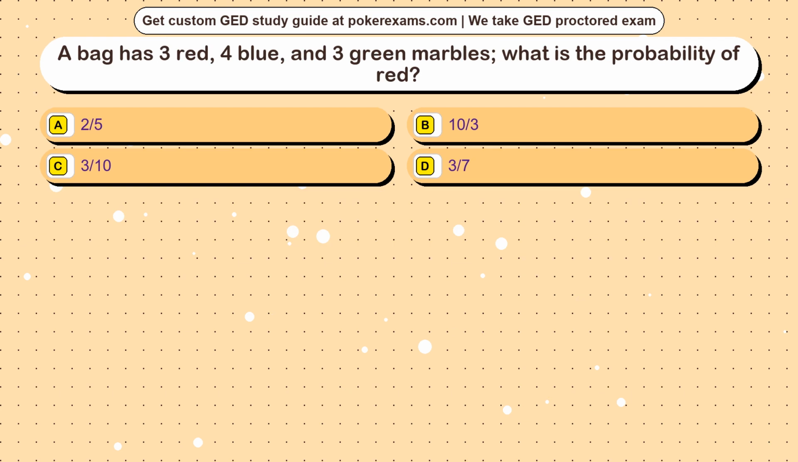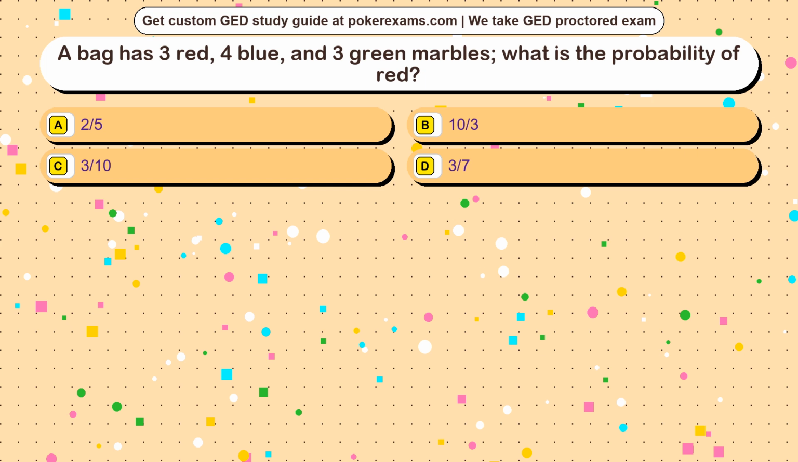Question 23. A bag has 3 red, 4 blue, and 3 green marbles. What is the probability of red? Option A, 2/5. Option B, 10/3. Option C, 3/10. Option D, 3/7.